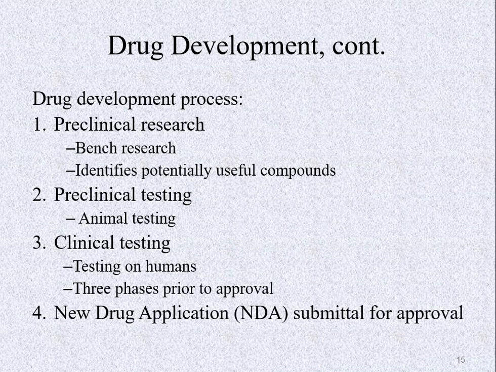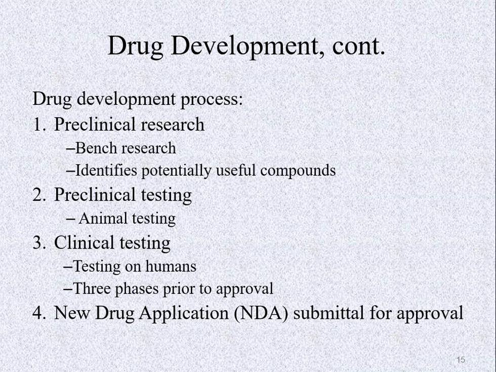There's the drug development process where you do some preclinical research. This is bench research. It identifies potentially useful compounds. You often see this not only in drug manufacturing, but you also see it in schools, colleges of pharmacy, where they do this type of bench research. There's some going on on our 5th floor of our pharmacy school. There's preclinical testing, which involves animal testing. We don't do animal testing at our school of pharmacy, but some schools do.